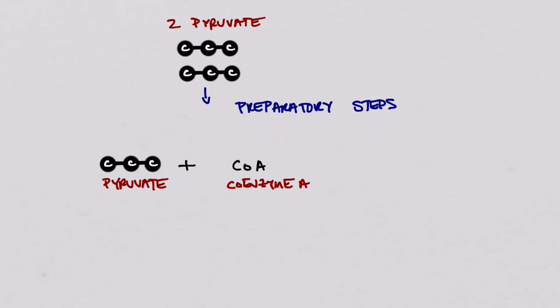So 1 pyruvate, 1 coenzyme A, and 1 NAD plus.